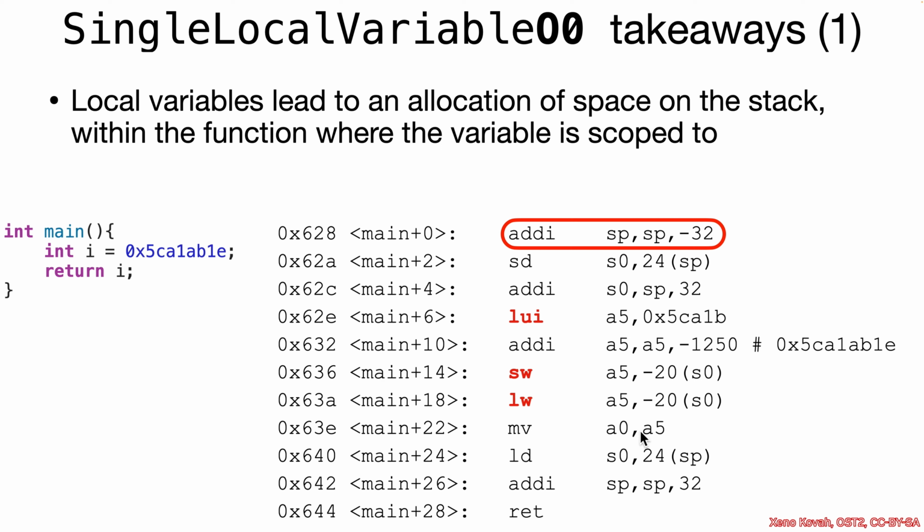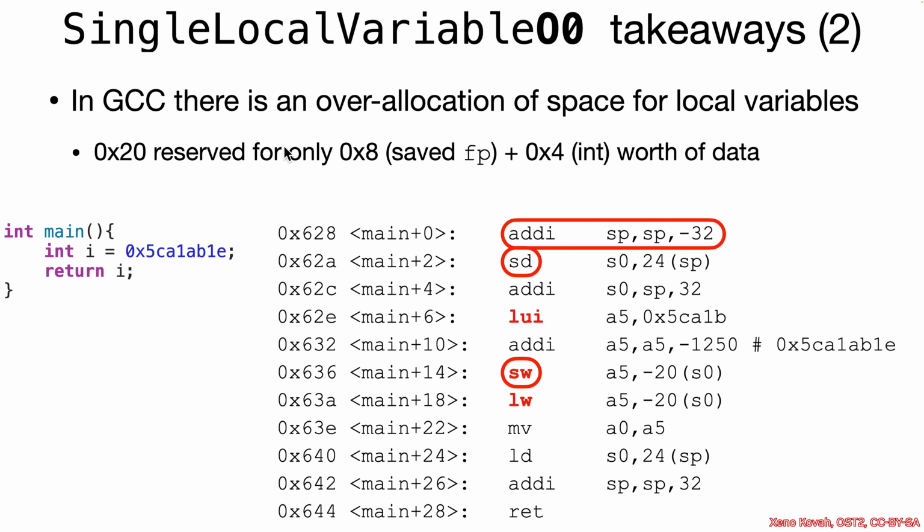Okay, so what are our takeaways from this single local variable O0 example? Well, the first thing is the local variables lead to an allocation of space on the stack, and it's specifically within the function where the variable is scoped to. So we have main, I is scoped to be a local variable in main, and consequently there is space allocated on the stack. We saw before that there was space allocated on the stack for frame pointers when we had no variables whatsoever and we just returned a hard-coded constant, and here we are seeing the allocation of space for both frame pointers and the local variable.